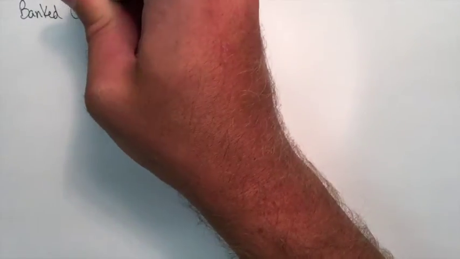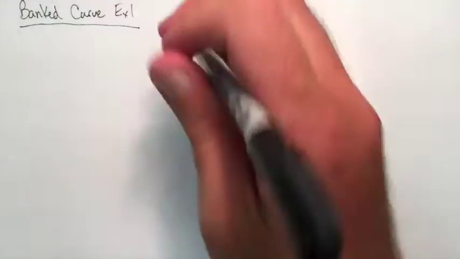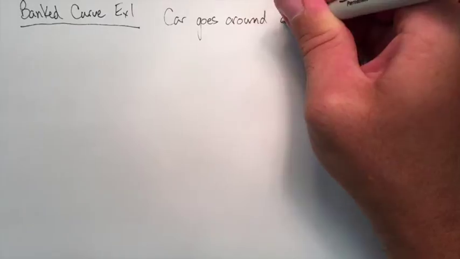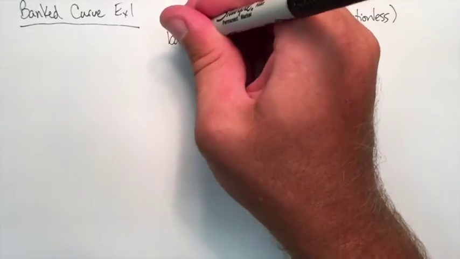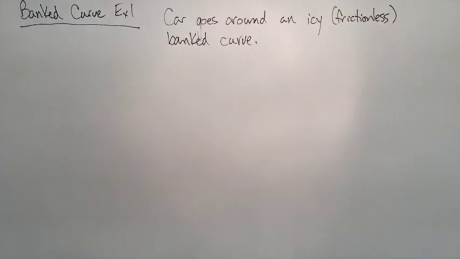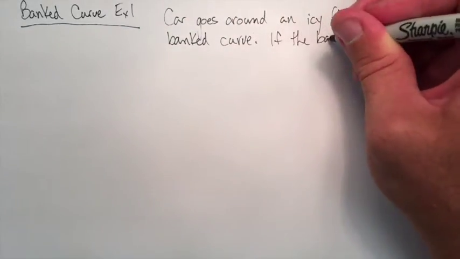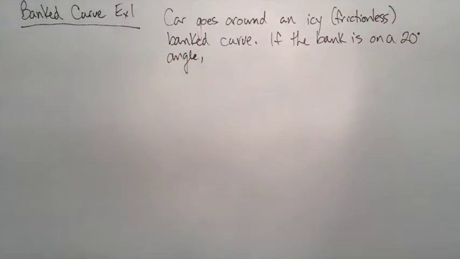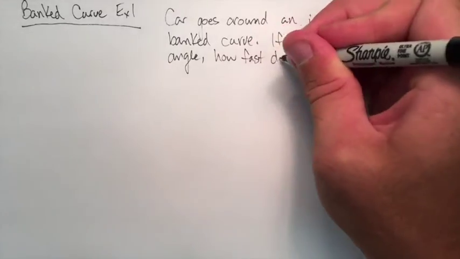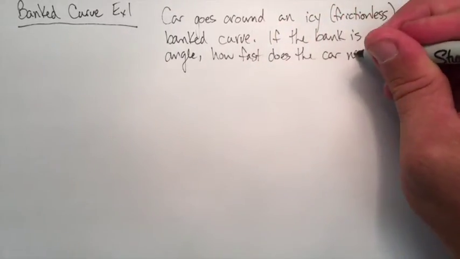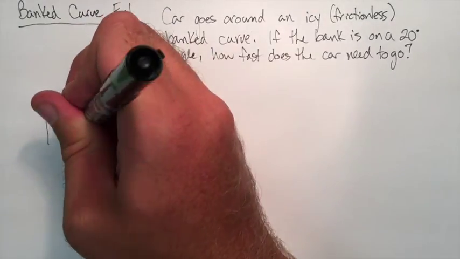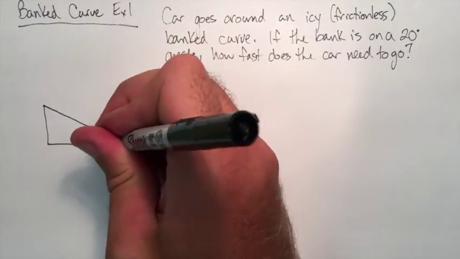Let's do a numerical example, banked curves. So here, a car is going to go around an icy or frictionless banked curve. The reason that's important is that if the car goes too slow, it'll actually slide down the curve. If it goes too fast, it'll spiral up and over the top edge of the curve. There is a magical speed a car can go on a frictionless curve where it can just stay at the right height. So if the bank's on a 20-degree angle, how fast does the car need to go?